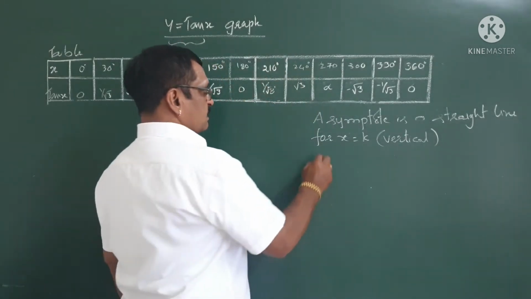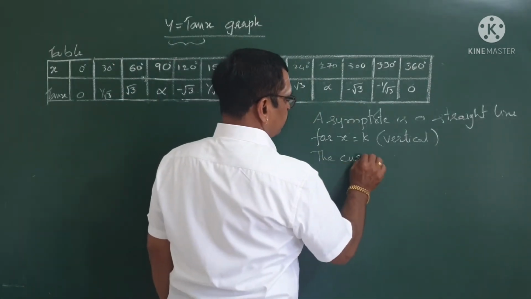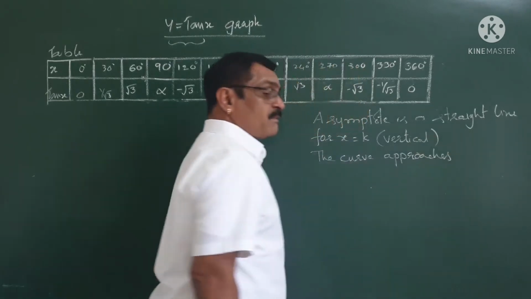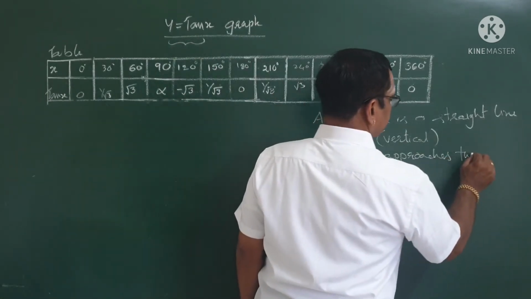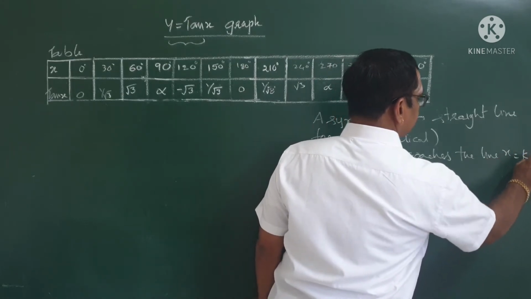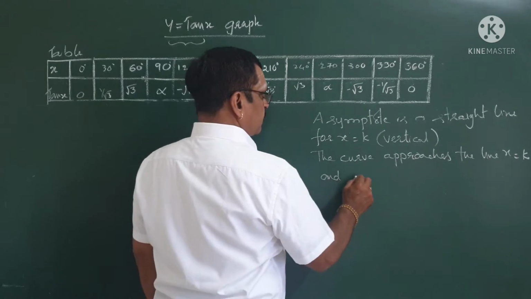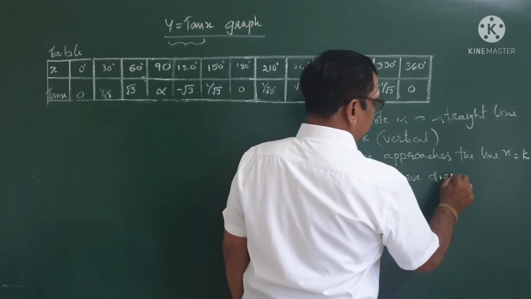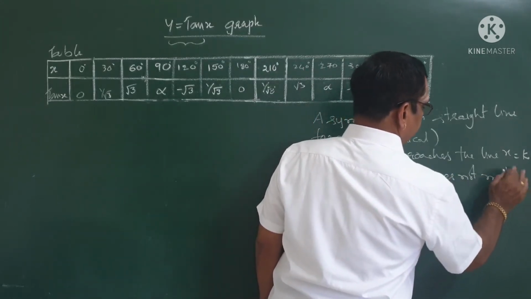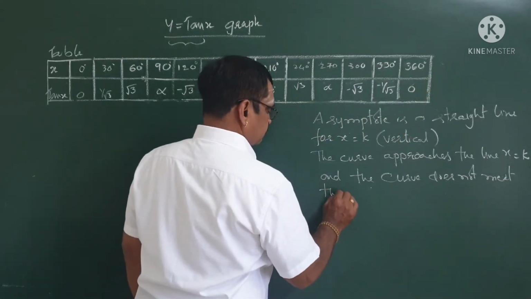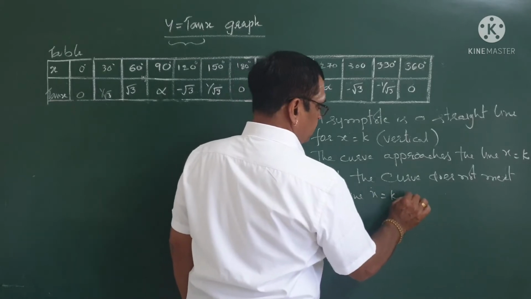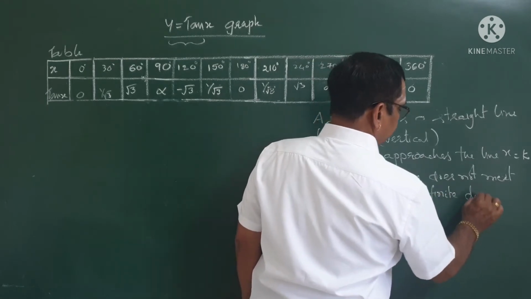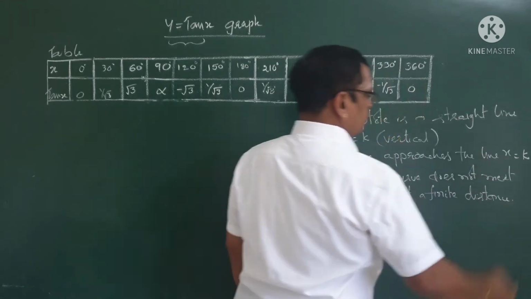For x is equal to k, the curve approaches the line x is equal to k, and the curve does not meet the line x is equal to k at a finite distance. Please note it.